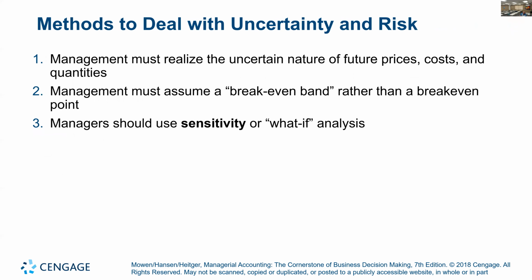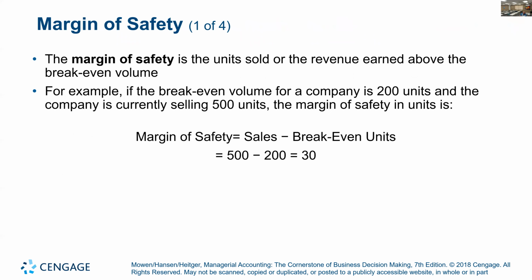All right, risk and uncertainty. I want you to read through this on your own. Margin of safety, though, is something you're going to have to calculate in your homework. Your margin of safety is basically how much above the break-even point we are. How much safety do we have before we start losing money? If we're talking about units, our margin of safety is our total number of sales units minus our break-even point in units.